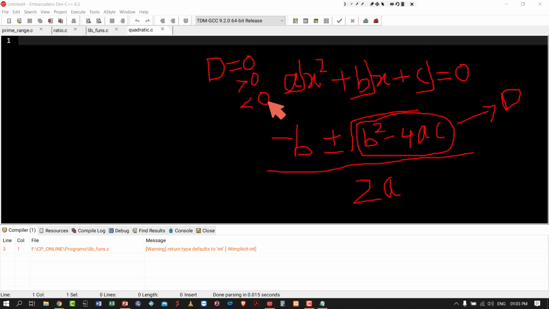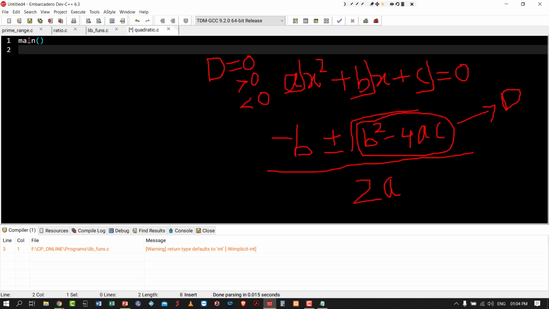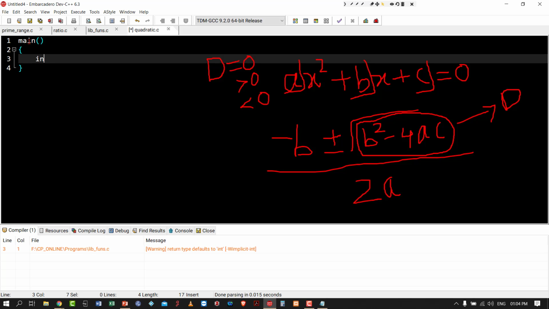So then I will start writing the program. Here I have three conditions. If D equal to 0, what we have to do? If D greater than 0, what we have to do? If D less than 0, what we have to do? That is what I am going to write in this program. I have three variables, declaring everything as float: A, B, C.